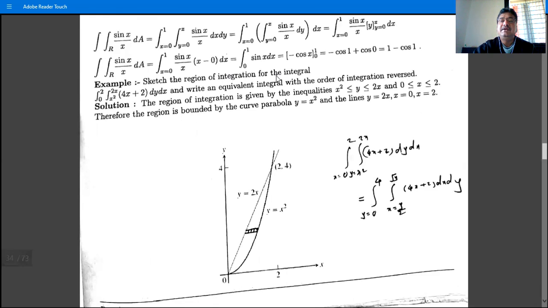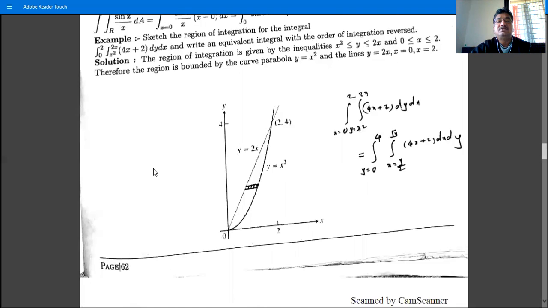Sketch the region of integration for this integral, and write an equivalent integral with the order of integration reversed. That is, we have to change the order of integration. And in order to change the order of integration, draw the figure. So how can you draw the figure? Sketch the region of integration. In order to draw the region of integration, consider the limits of these integrations.